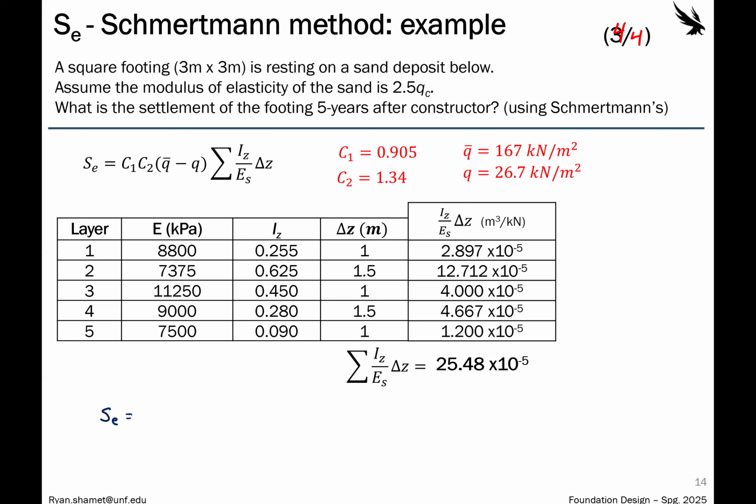So our elastic settlement is going to be equal to our 2 coefficients, 0.905 times 1.34, and then times the stress due to the foundation minus the effective stress at our footing, and then all of this multiplied by the thing we just found.